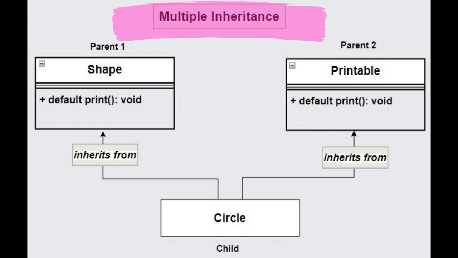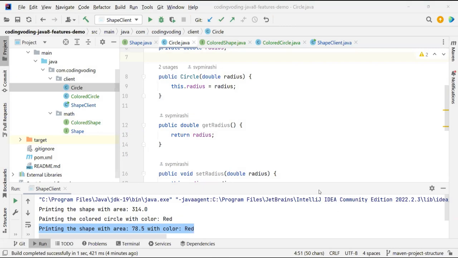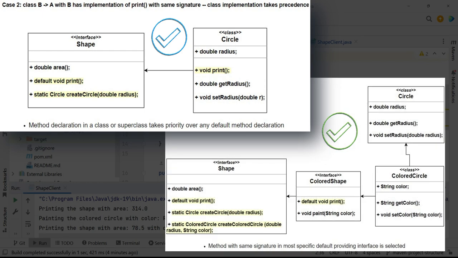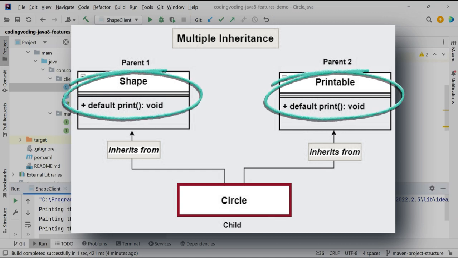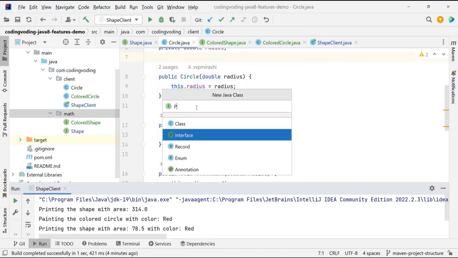In multiple inheritance, a class has 2 or more parents. So let's extend our example to demonstrate this behavior of default methods in multiple inheritance. We saw single and multi-level inheritance, where the default method from the most specific default providing interface was selected. But in this case of multiple inheritance, there are 2 parents having a default method with the same signature, right? That means both the parents are equally specific, so which one to select is the question. So let's see this by writing code.